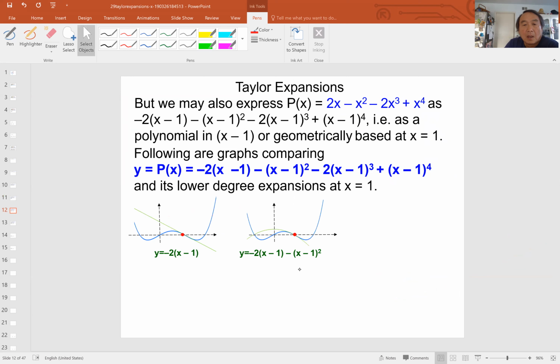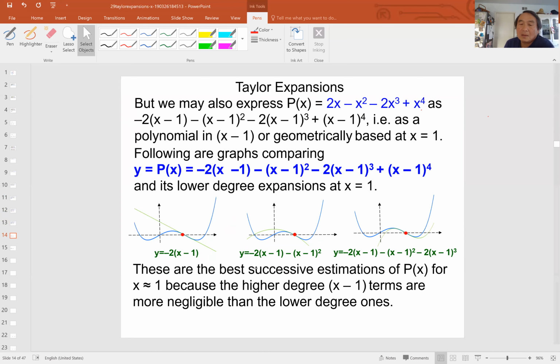Notice if I have a first degree polynomial in x minus 1 written that way, then that's a linear approximation at 1. If I write a quadratic version of this x minus 1 based polynomial, then it's a second degree approximation at x equal to 1. And if I write a third degree one, then it will be this one. So these three x minus 1 based polynomials are the approximations at the point x equal to 1.